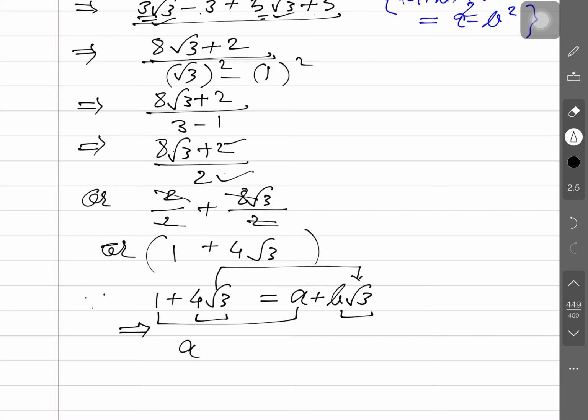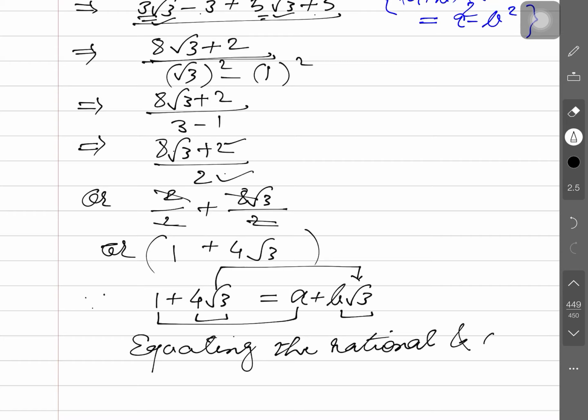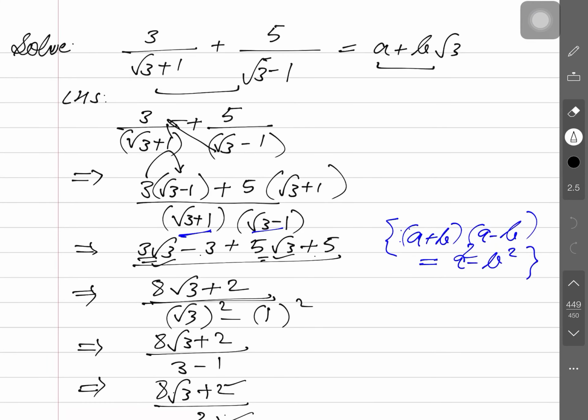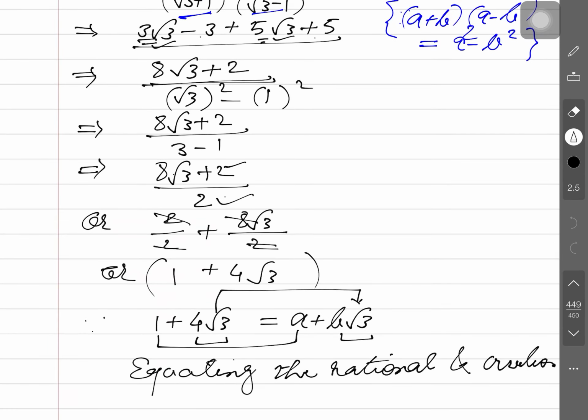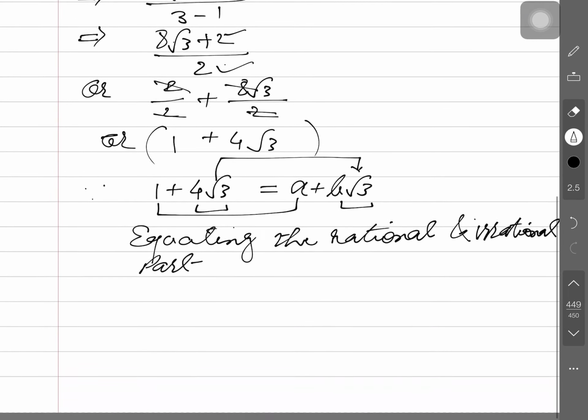So we write here what is called equating. Equating the rational and irrational parts. Clear? Equating the rational and irrational parts.